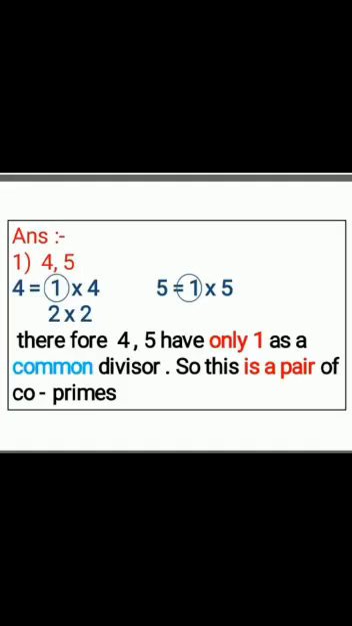Let's see if 4, 5 is a pair of co-prime numbers or not. The factors or divisors of 4 are 1, 2, 4 and the factors or divisors of 5 are 1, 5. 4 and 5 have only 1 as a common divisor or factor. So this is a pair of co-prime numbers.